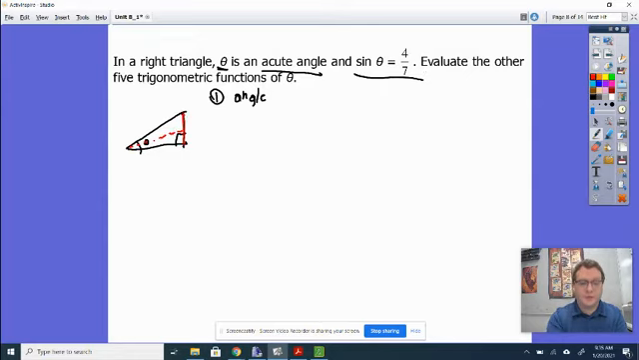So we want to draw that line: opposite, hypotenuse, adjacent. Now sine is opposite over hypotenuse. So 4 and 7. The setup's already done kind of for us here, which is kind of nice.